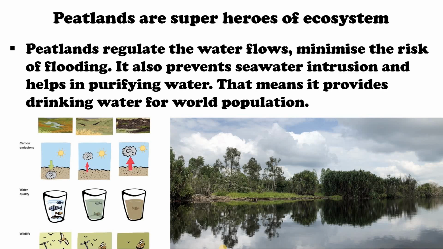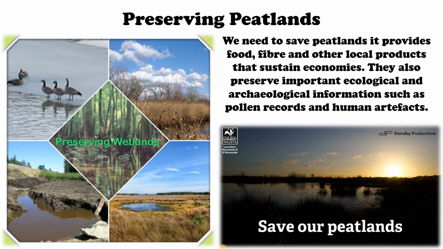So peatlands are the superheroes of the ecosystem. They regulate water flows and minimize the risk of flooding and drought. Additionally, they prevent seawater intrusion and help in purifying water. In peatlands, organic material does not really decompose because of lack of oxygen. That is why peatlands are nutrient poor and acidic. But these peatlands support different kinds of biodiversity. A few plant and animal species live there, but these species are very, very important and very special for these kinds of peatlands, for the existence of the peatlands.